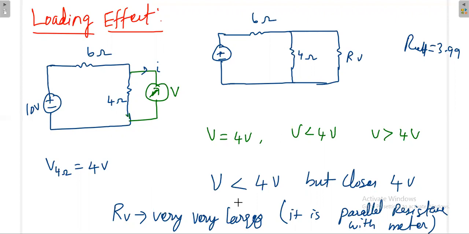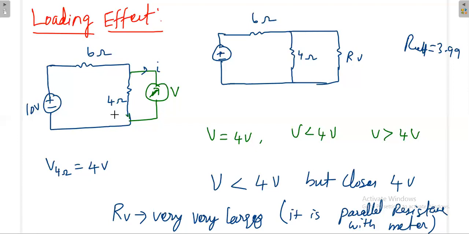Ideally, RV has to be infinite. But if it is infinite, practically you cannot measure. That is the main problem. If it is really infinite, it is like you are not at all connected with this. If it is infinite, no current will flow in the resistance, and then there is no operation. It will not give you any reading. That is the idea here. So it has to be very high.